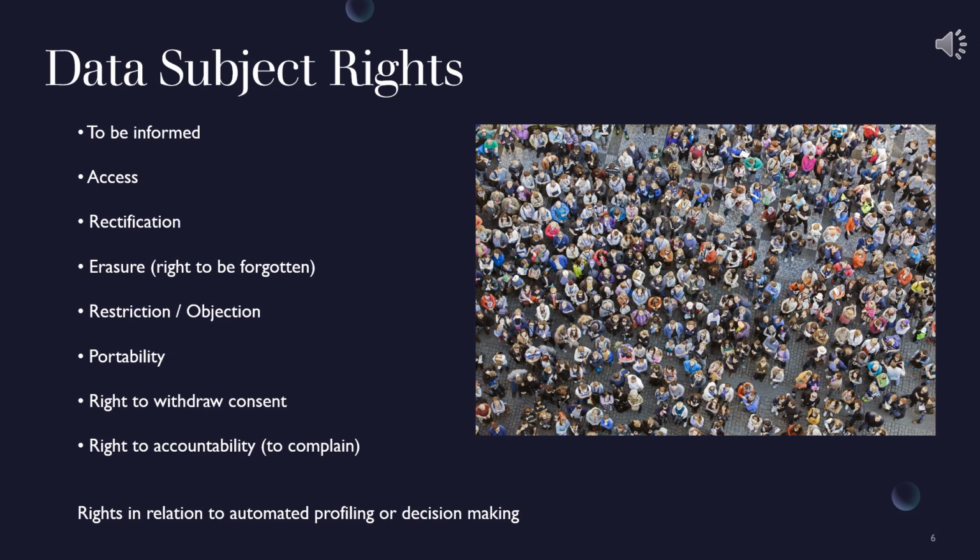The right to accountability or to complain about the way our personal data is handled is also enshrined in law. We have the right to complain directly to the organisation and to the ICO. Where we have suffered material or non-material losses as a result of an organisation breaking the law, we have the right to hold the organisation legally accountable and be compensated. Individuals also have rights in relation to automated decision-making or profiling. We have a right to know when it's happening and to object and ask for human intervention.